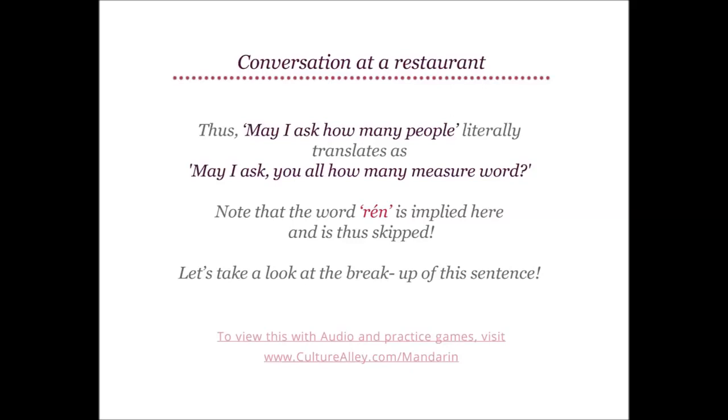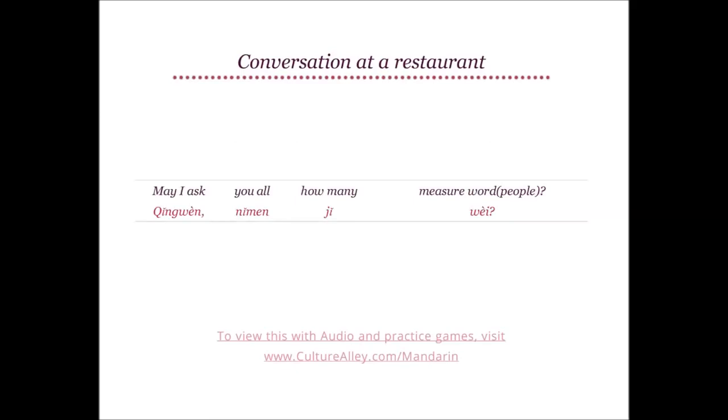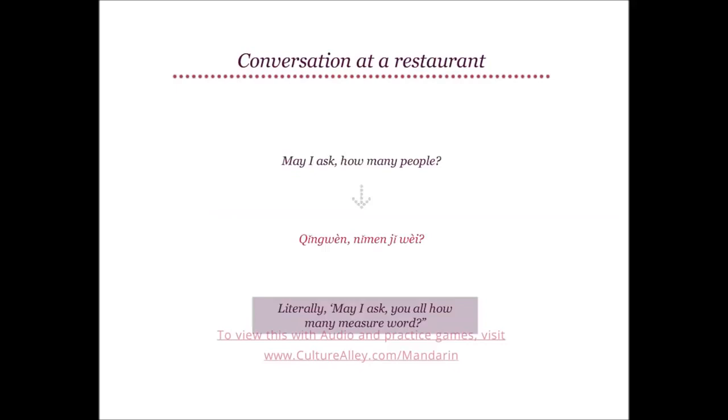Let's take a look at the breakup of this sentence. May I ask translates to 请问, while you all becomes 你们. Similarly, how many becomes 几, and the measure word for people here is 位. Thus, may I ask how many people translates as 请问你们几位, literally meaning may I ask you all how many measure word.